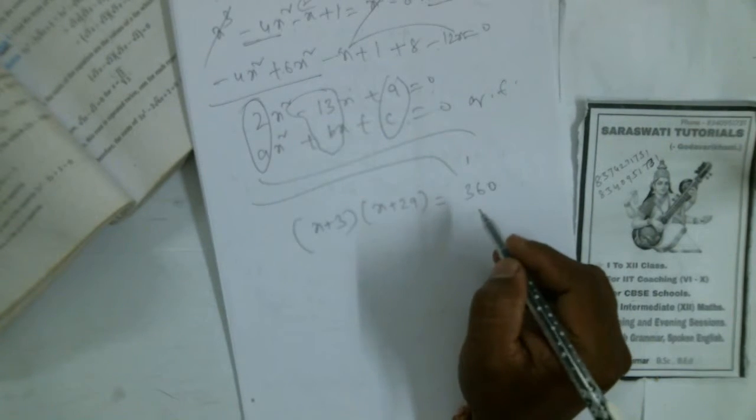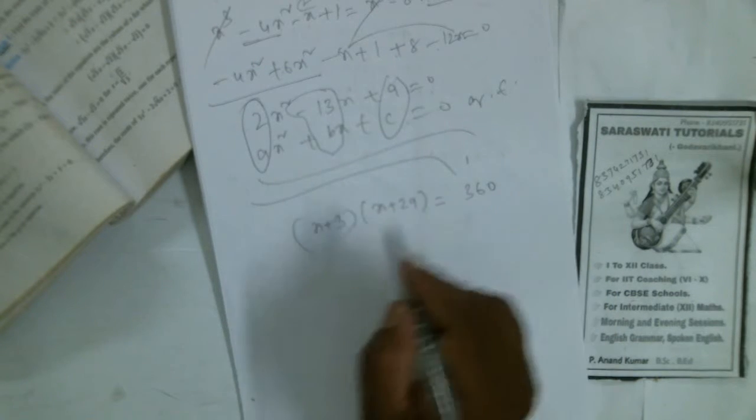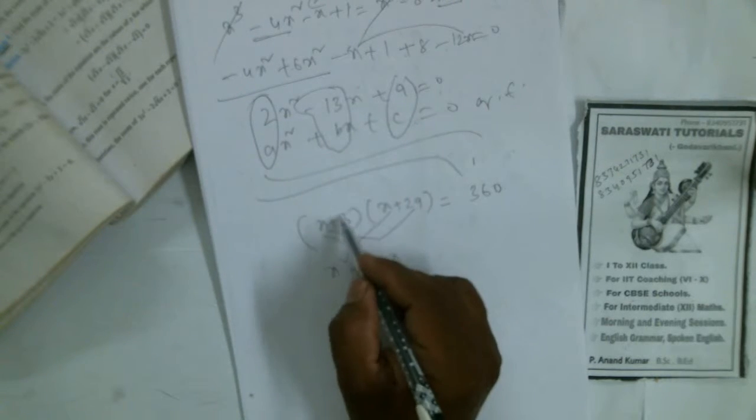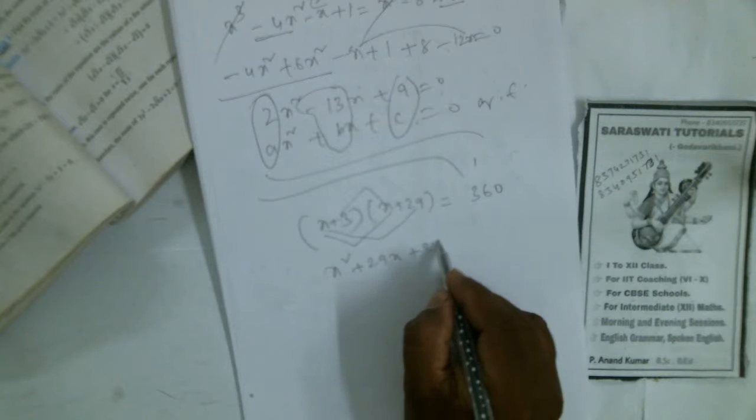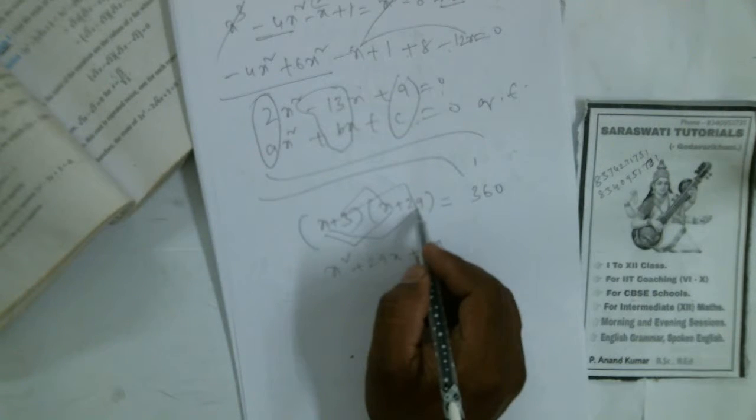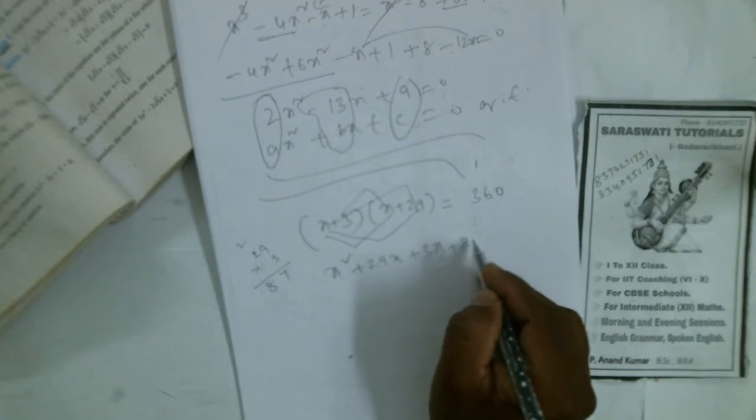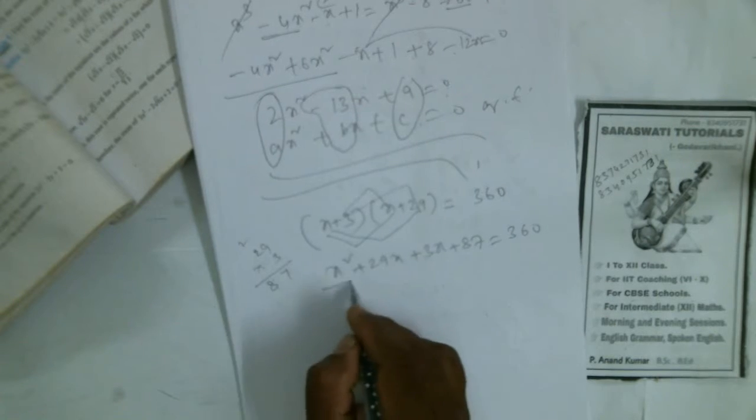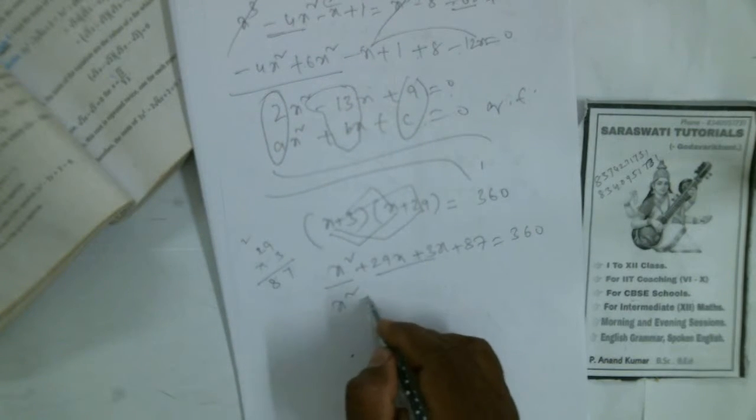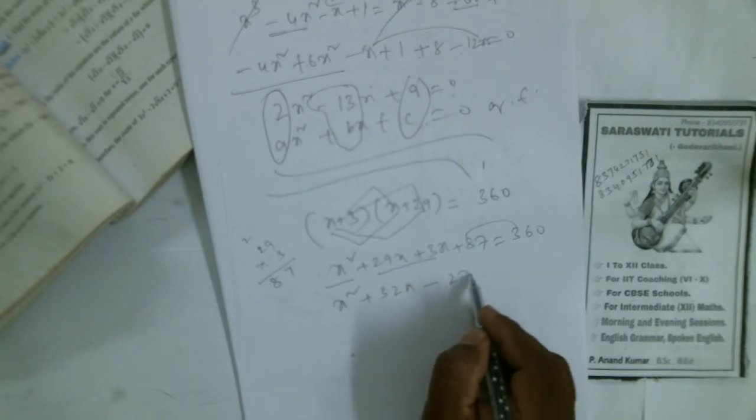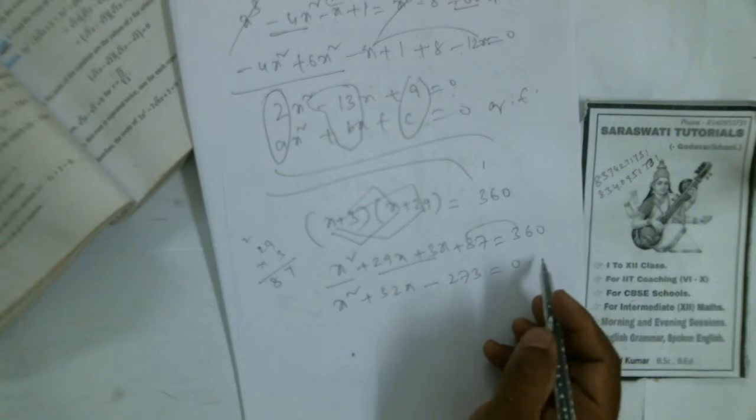Why? Because he has given the product, means multiply. We have to multiply these two: x into x, x square, x into 29, 29x, next x into 3, 3x, okay, 29 into 3, 9 3s are 27, 87, so plus 87, which is equal to 360. So x square, if you add these, you will get here 32x. If you subtract it, you will get 273, which is equal to 0.